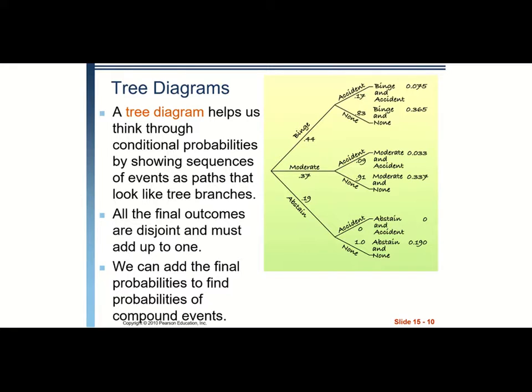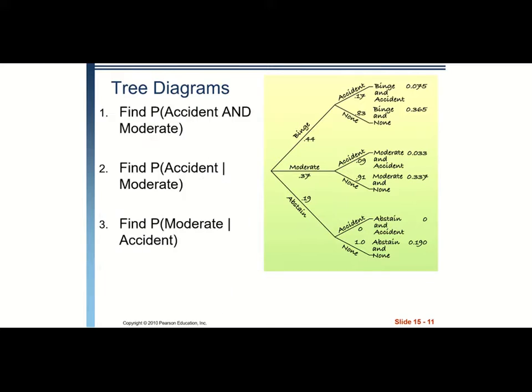We can use a tree diagram to add probabilities to find compound events. It's actually a bit easier to find conditional probabilities in some cases when we're looking at a tree diagram. If we're lucky enough to have this created for us, we can answer questions very quickly. We also could create it on our own.